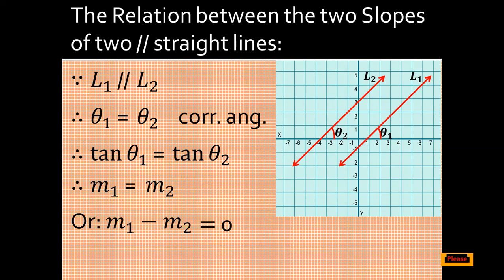Then if we have two straight lines that are parallel, their slopes are equal, or we can write it as m1 minus m2 equals 0, and vice versa. If we have m1 equals m2, it means the two straight lines are parallel.